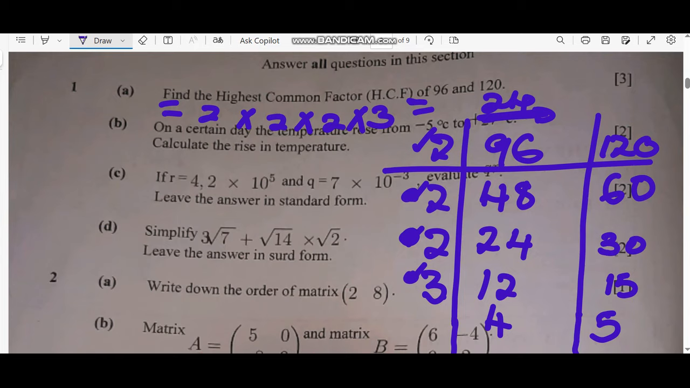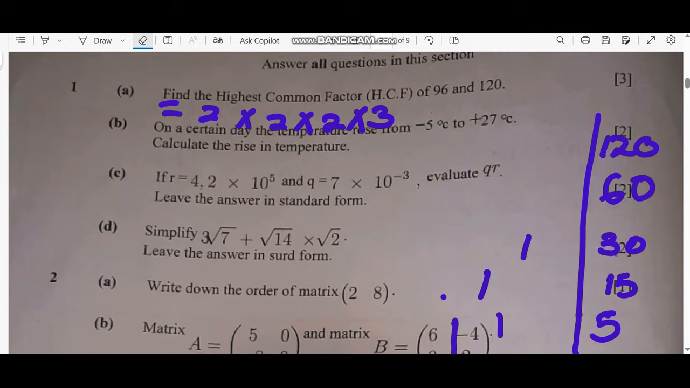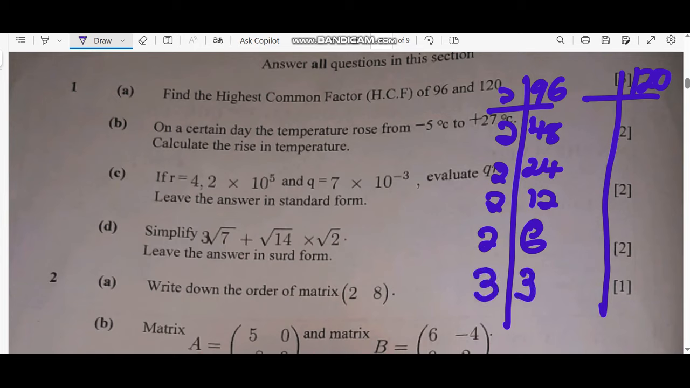Or there are other methods that some people use, they can use this method here. So I'm going to show you. They can draw them separately. They start by dividing by 2 here, we're going to obtain 48. By 2 we're going to obtain 24. By 2 we're going to obtain 12. By 2 again we're going to obtain 6. By 2 we're going to obtain 3. By 3 we are going to obtain 1. Then when done they do the same for 120.